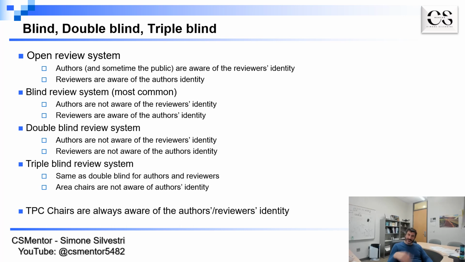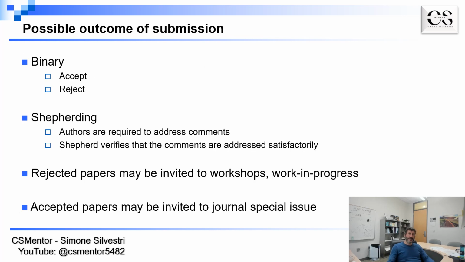And of course, in all these systems, the TPC chairs always know the identity of the authors and always know the identity of the reviewers, since they are managing the entire review process. So what are the outcomes of a possible conference submission?